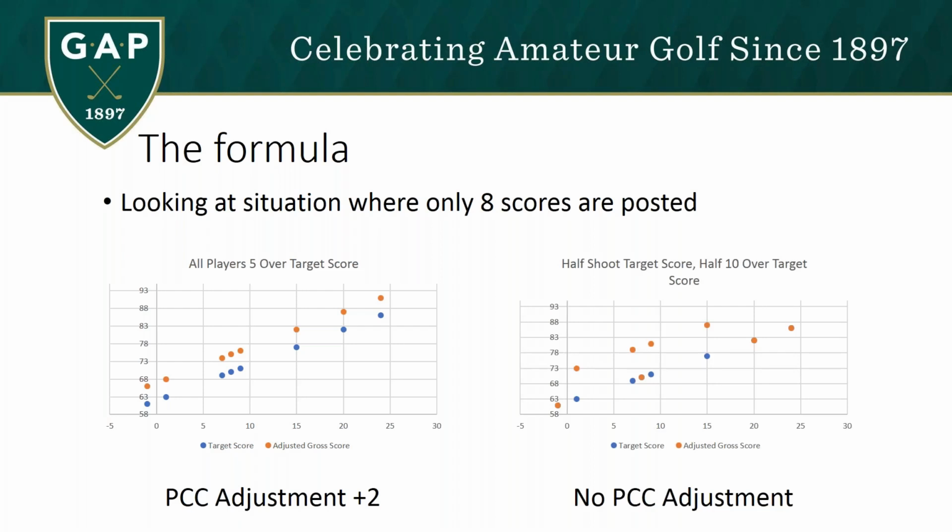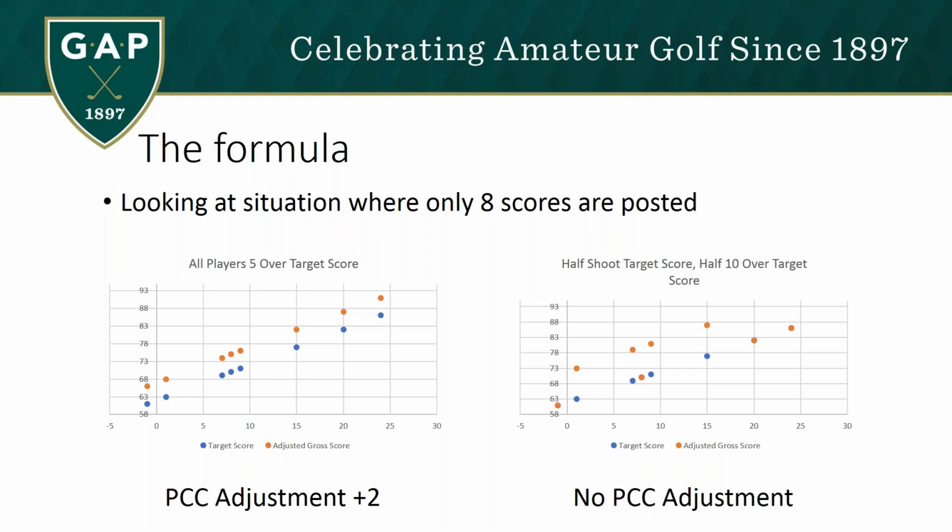The second chart shows that the average above the target score stayed the same. So the average of players above their target score was 5 shots, but in this circumstance, half the field shot their target score and half the field were 10 over. So the average was still 5 over, but because so many players shot their target score, on this day there was no PCC adjustment.